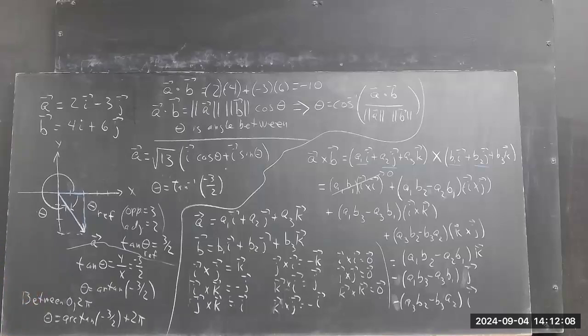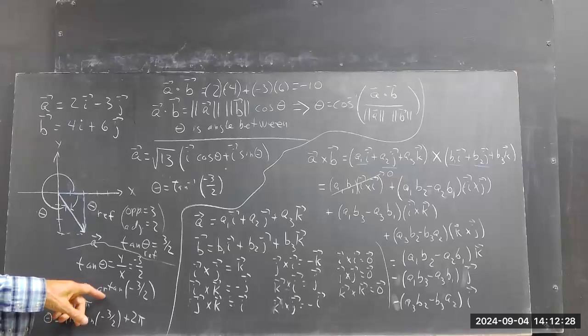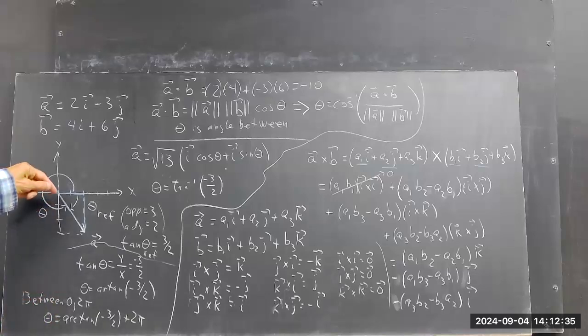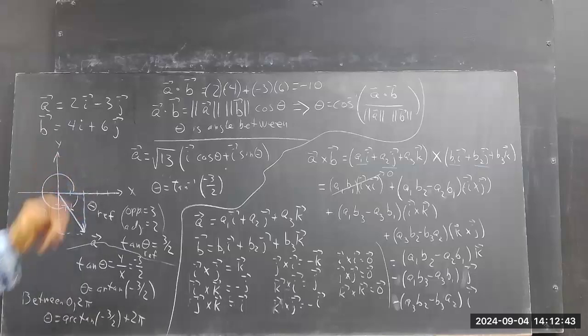I will comment that the vector 2i plus 3j, or sorry, -2i plus 3j is opposite this one. It also has a reference angle that's equal to this one. And if you do theta equals arctangent of -3/2, you're going to get this angle down here, because the arctangent only gives you an angle between -pi/2 and pi/2.